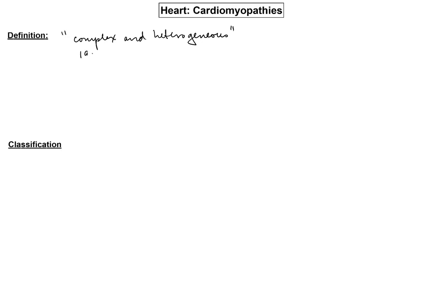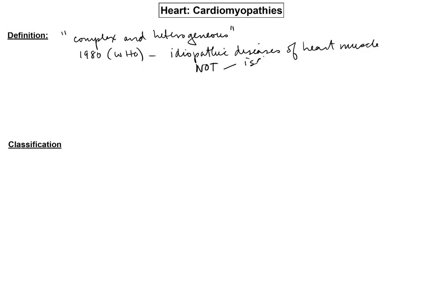If we go all the way back to 1980, when they were first defined by the World Health Organization, they were called idiopathic diseases of heart muscle that were not any of the well-recognized causes of cardiac pathology. So that would include ischemia, hypertension, valvular defects, and congenital defects that cause murmurs at birth.